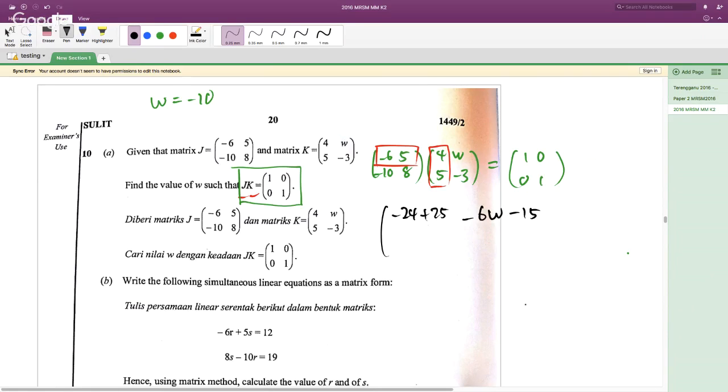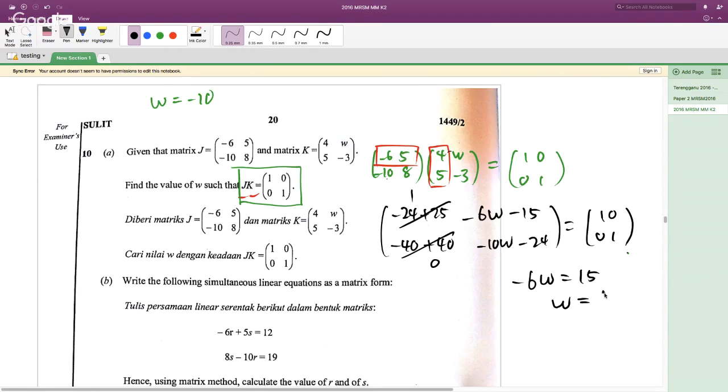Then I'm pretty sure what I did just now is wrong because it doesn't seem correct. Never mind. Negative 10, this is negative 40. Negative 40 plus 40. Did I copy the question wrongly? No, right? Okay, never mind. Let's finish it. And then this is negative 10W and negative 10W, and then this one should be minus 24 equals 1001. This one is 1, definitely this one is 0. So therefore, negative 6W equals 15. W should equal 15 over negative 6, so W equals negative 5 over 2.